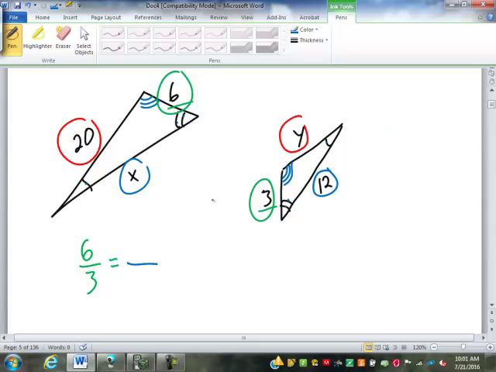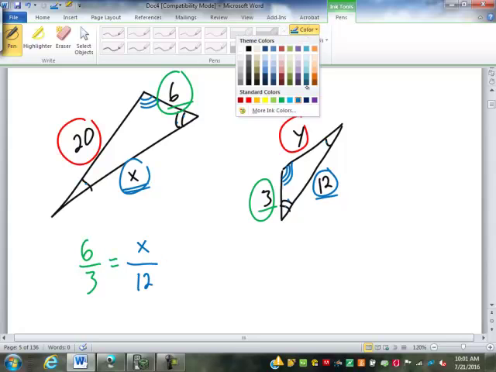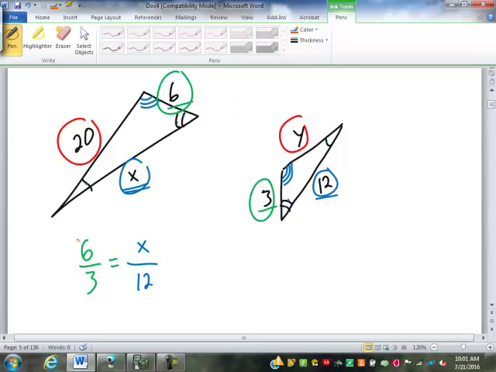So if I'm looking for the x first, does it go on top or bottom? Is it from the same triangle as the 6 or the 3? The 6, so it goes on top. What goes below it? Corresponds to the 12. So we cross multiply. 6 times 12 divided by 3 gives us that x is 24.